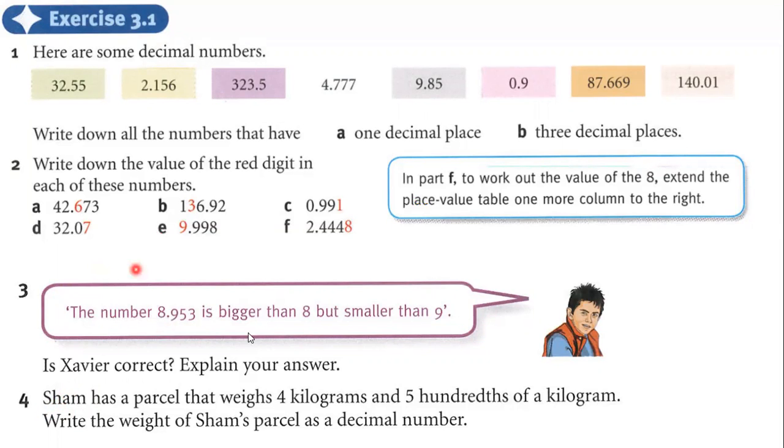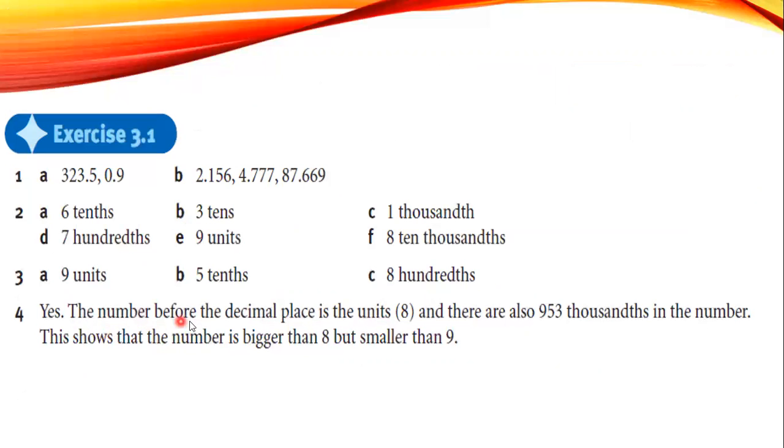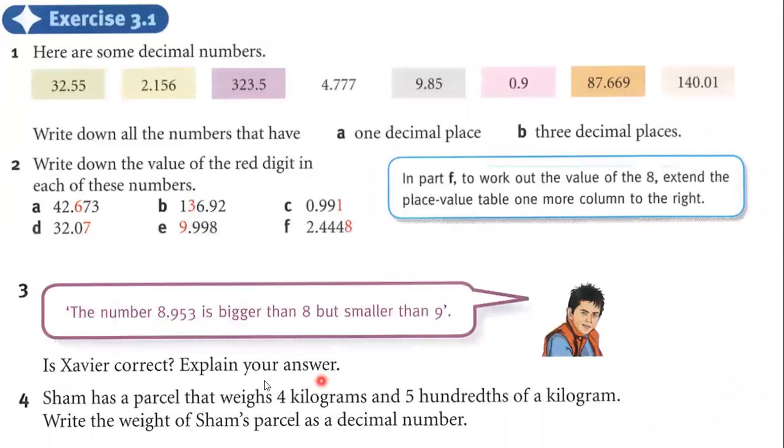Okay, so this one is question number 4. Yes, the number before the decimal is 8, and there is 953. Okay, the number shows it is bigger than 8 but smaller than 9. So that is the answer of question number 3. Okay, so don't misunderstand this, I'm doing this by mistake. Okay, so as it is the same, you are doing all these things.